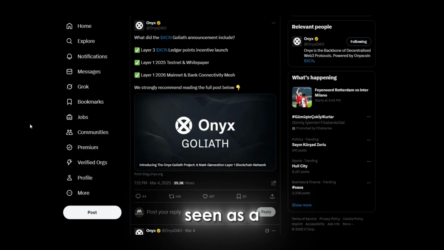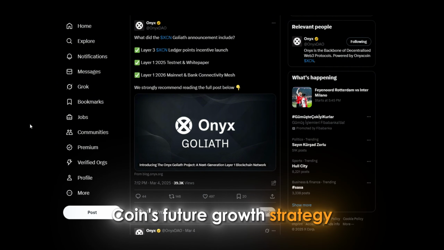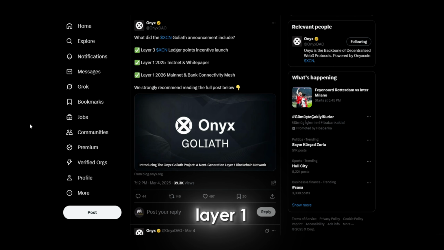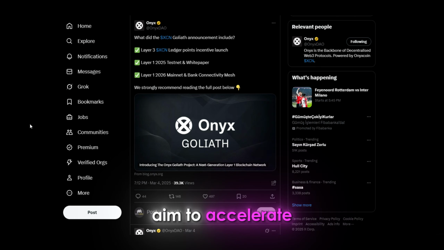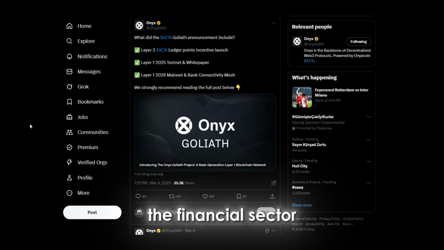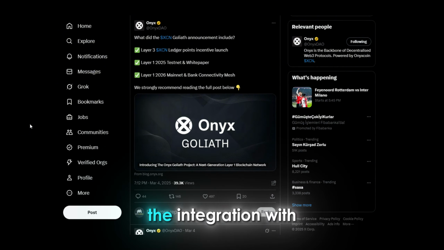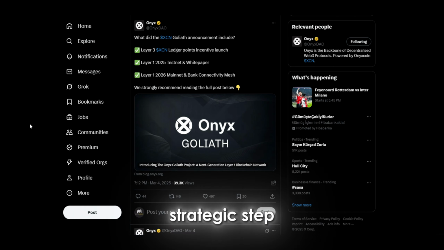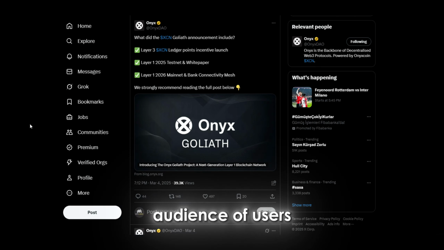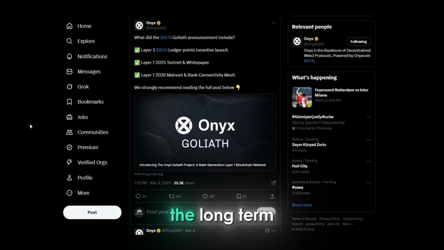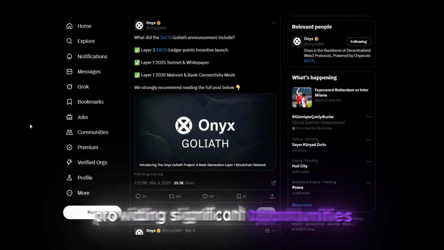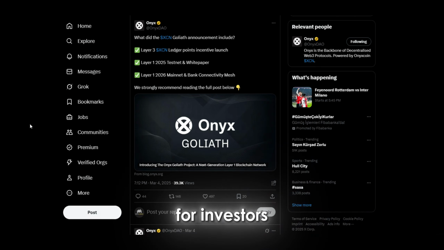These announcements are seen as a big part of OnyxCoin's future growth strategy. In particular, the Layer 1 testnet and mainnet migrations aim to accelerate XCN's adoption in the financial sector and accelerate the adoption of blockchain technology. In addition, the integration with banks is a strategic step towards bringing XCN to a wider audience of users in financial institutions. These developments could increase the long-term potential of XCN Coin, providing significant opportunities for investors. And if XCN can gain a foothold in the financial sector, this project will grow a lot in the future.